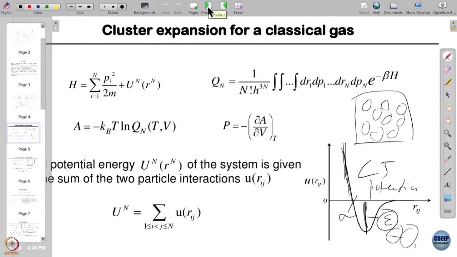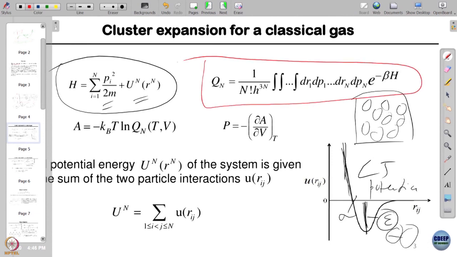All right. So we have this Hamiltonian, kinetic energy plus potential energy, and with that Hamiltonian we have to evaluate this partition function. We have to evaluate this beast, and look at that. I have n vector integration over position, n vector integration over momentum, I have the Boltzmann factor, 1 over n factorial, and I have h to the power 3n, the Planck constant.